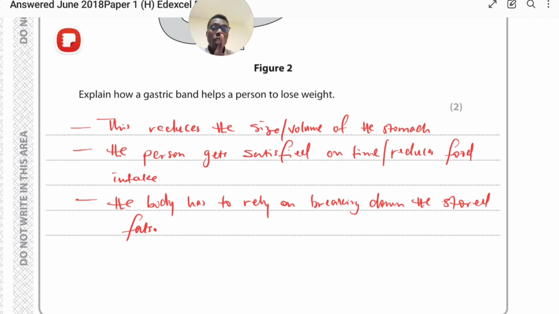Because the person has not eaten enough, since you have blocked the stomach partially, the cells of the body, in order to survive, start breaking down stored fat. So that's the mechanism. The food is not really enough because you have reduced the size of the stomach. For that reason, the person's stored fat and everything will be released to keep the person alive.